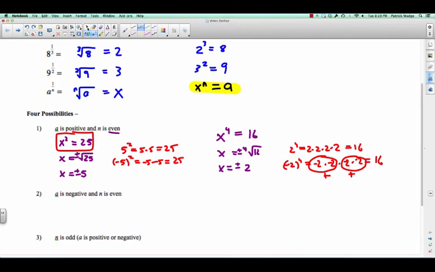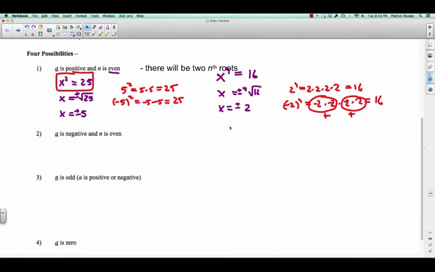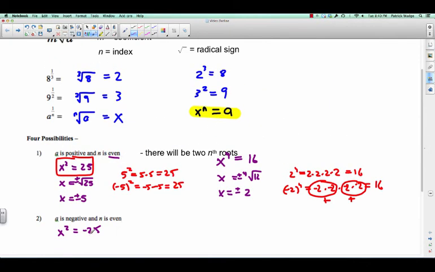Okay, so the take-home message here is there will be 2 nth roots. In this case, they're 2 square roots. In this case, it's 2 4th roots. If it was x to the 6, it'd be 2 6th roots. Alright, possibility number 2, a is negative and n is even. So an example of this would be something like x squared equals negative 25. So remember, a was this number, and yes, we've made it negative, and n is that number, and we've made it even, in this case 2.